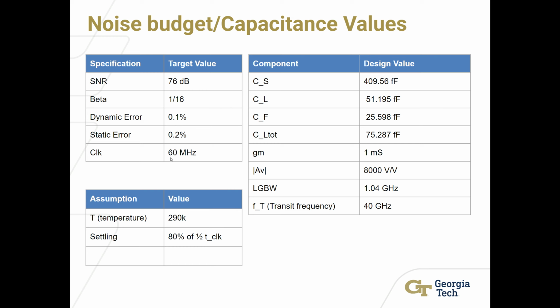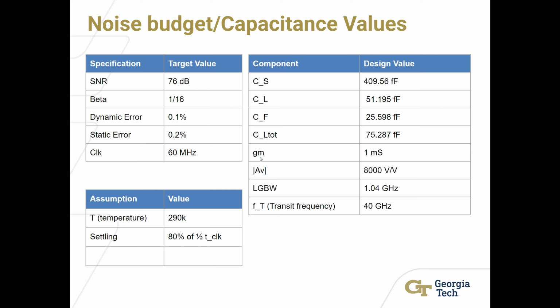And then we chose a clock frequency of 60 megahertz just because it was greater than 50 megahertz, so we're not really sure if that's feasible or not. As far as our settling goes, we went with 80% of 1/2 of our clock period. By running through the calculations, we got our capacitor values here. CS is 409 femto, and CL and CF are 51 and about 25 femto. And then there's our CL total.